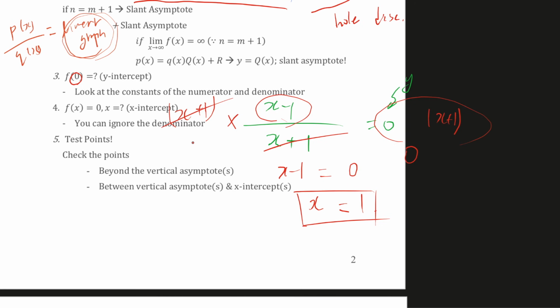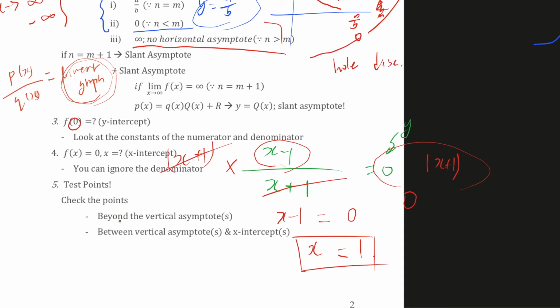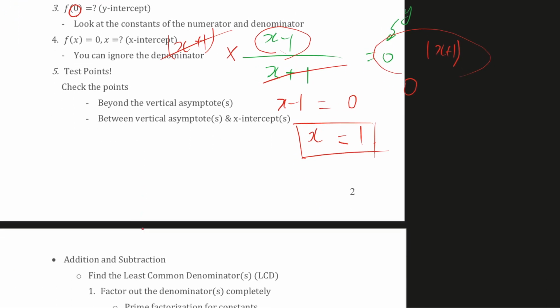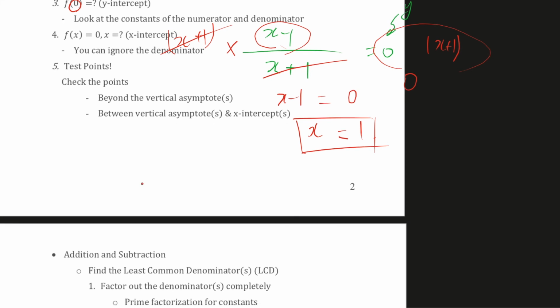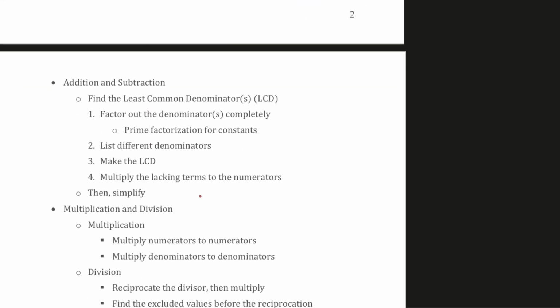And to have a better guess or better shape of the graph, you have to put in easy values between the vertical asymptotes and between vertical asymptotes and intercepts. And if you check all the points, if the graph is going upward or downward, if it's below the horizontal asymptote or above the horizontal asymptote, then you'll be able to start graphing.